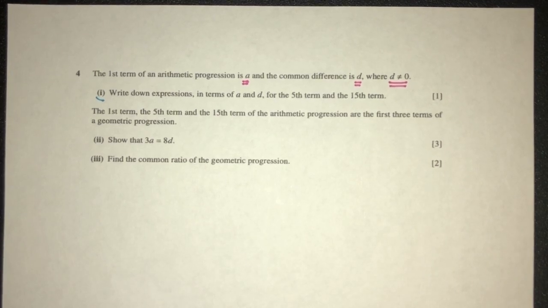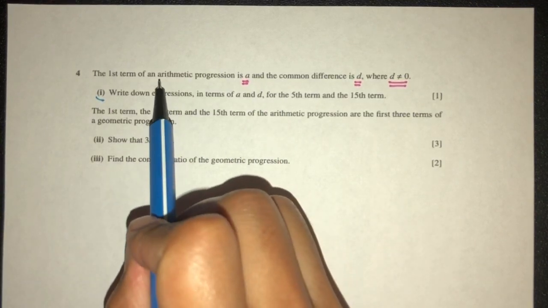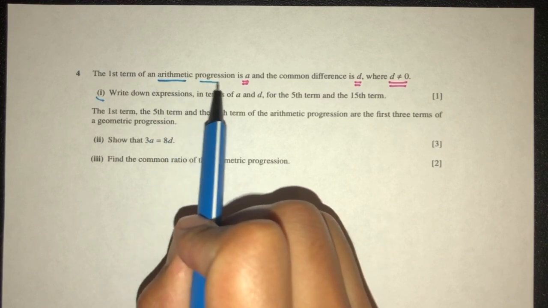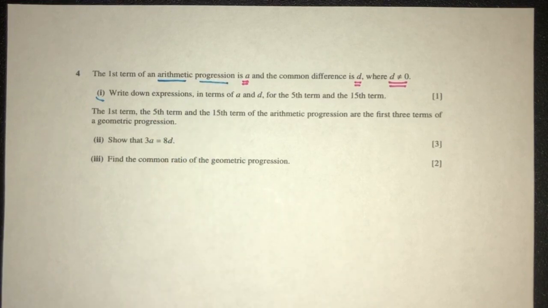Let's move on to the next question. The first term of an arithmetic progression is a and the common difference is d. Okay. Now at least we know the type of progression that we have to work with. That's the first good thing. Now once we know that, let's write down the formulas we know for that kind of progression.